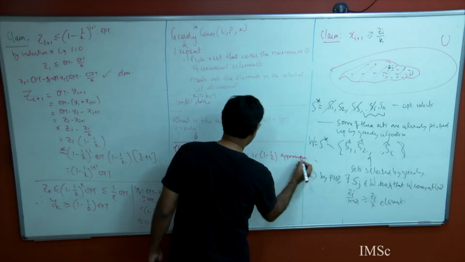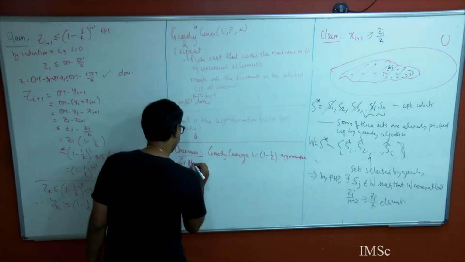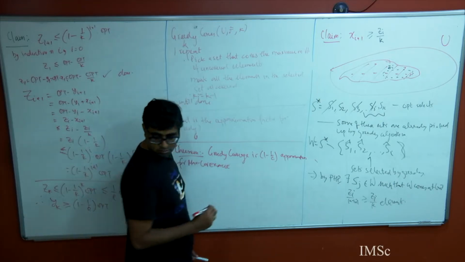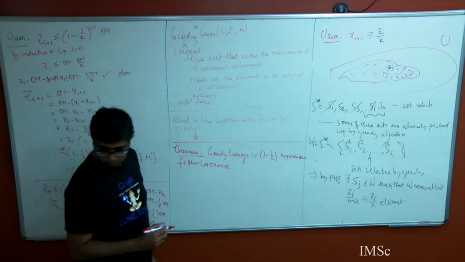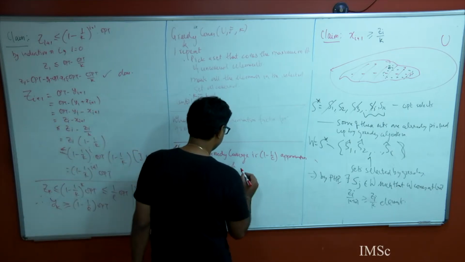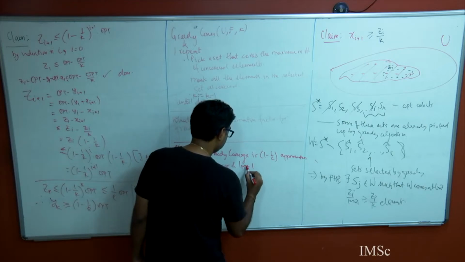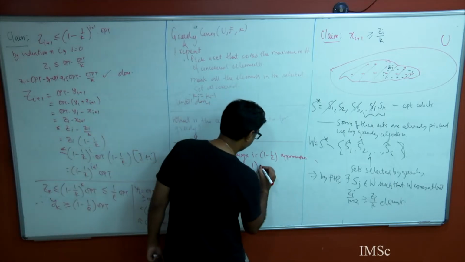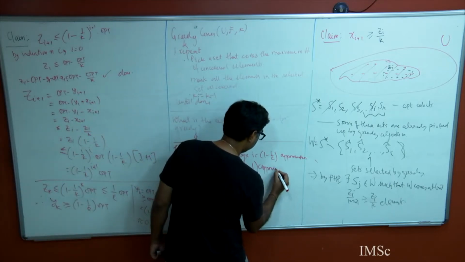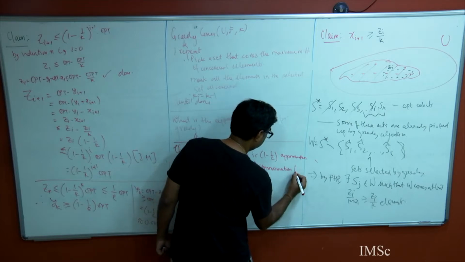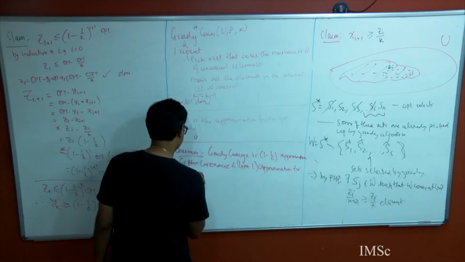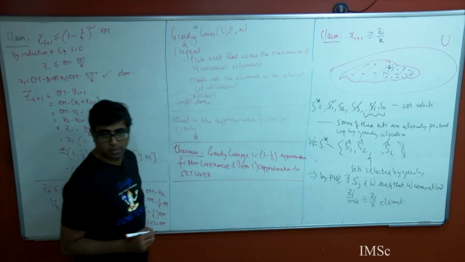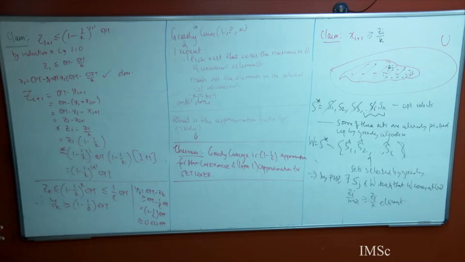for the max coverage problem. And ln n plus 1 approximation for set cover. So this is an alternate analysis for set cover. Okay, so this is just an alternate analysis for ln n plus 1 for set cover.